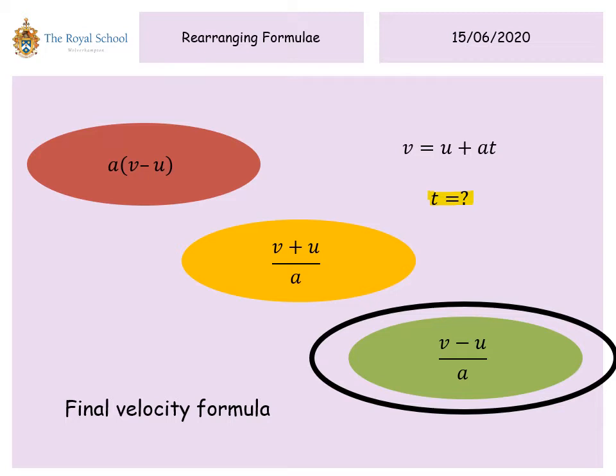So if you have a think about this formula, we've got two things happening. The letter t has been multiplied by a, and we've also added u to it. So remember, work against BIDMAS here. The first thing we would do is take away u from both sides. That gives us the v minus u part. And then to get t on its own, we'd now need to divide by a. So it's all of v minus u divided by a as our final answer.